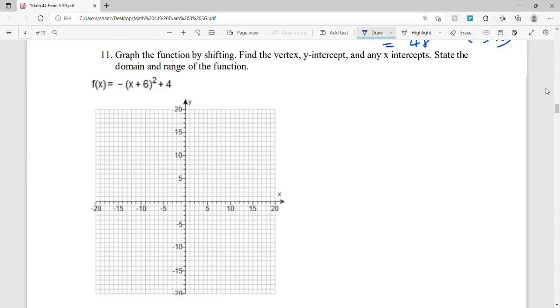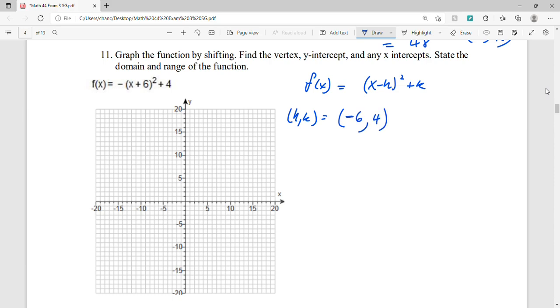Question 11, let's graph this function again. And recall that vertex form is x minus h squared plus k. So our particular problem has a vertex at negative 6 and positive 4. Again, since this is a positive, I can pretend that's a double negative. So my h is actually a negative 6. Let's start by plotting the vertex, negative 6 comma 4. And this is the point negative 6 comma 4.